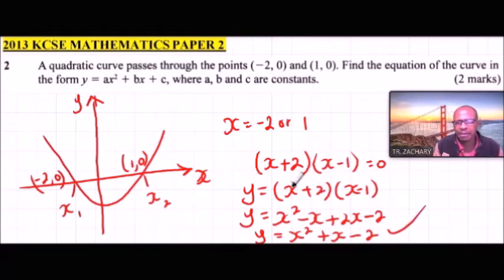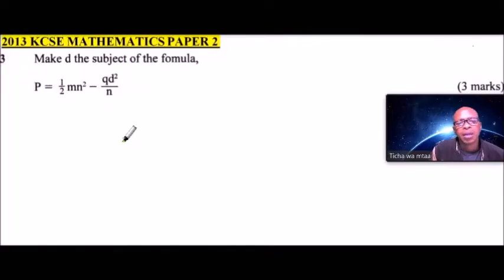You can simplify, you can omit some of these steps. It's not a must if you are able to move from here to here, but the marks are awarded as follows. You are given 1 mark for being able to write the function in that form, and 1 mark for the answers. This is question number 3.